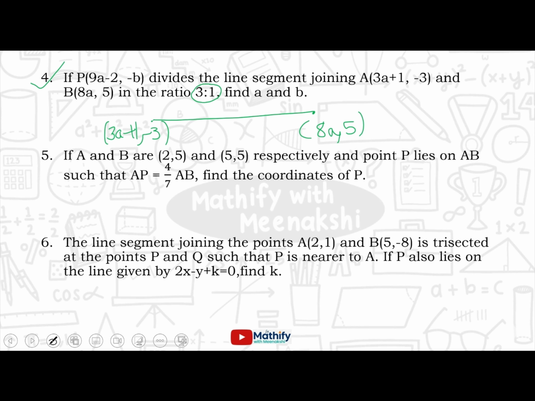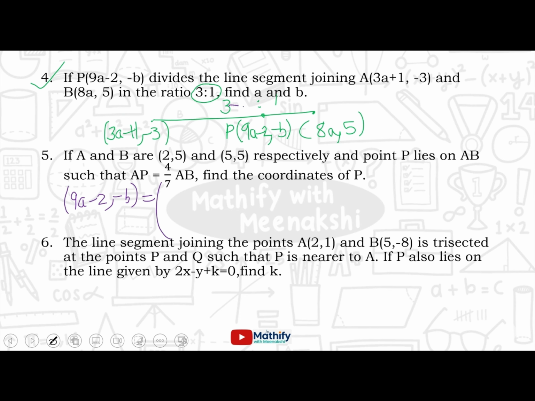Now P divides AB in the ratio 3 is to 1. So you can say here 3 and here 1. And that is your P, which is given as 9a minus 2, minus b. This we have to find. Okay, let's start. Again we'll use the section formula.